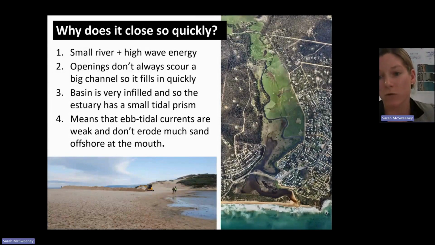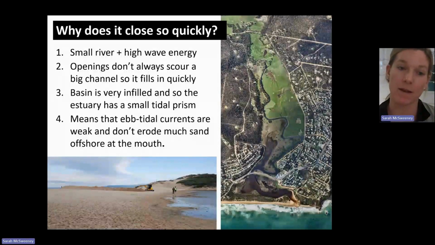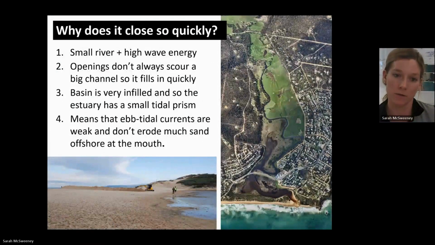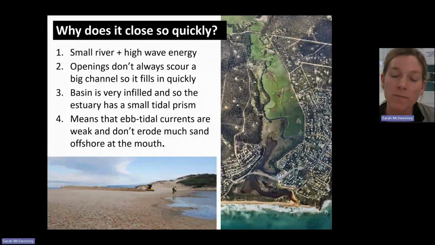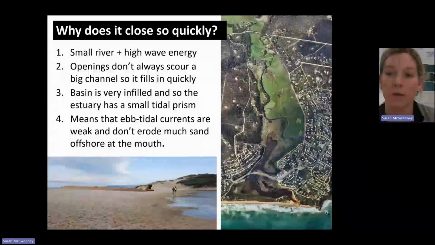So we've got quite a small river, which doesn't have a lot of flow behind it. So that means that our fluvial or our river power relative to wave power is lower. So with consistent high waves, it tends to shut off quite quickly once it's opened. Because it's a smaller system, our openings don't always scour out a really big channel, so it tends to fill in with sediment from the ocean quite quickly.